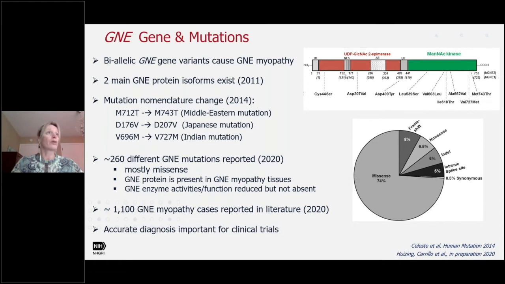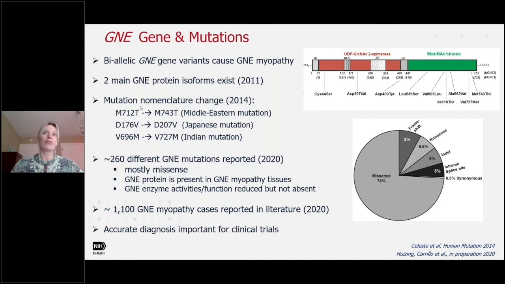That means that for most patients that had genetic testing done before 2014, their genetic reports will report the mutations 31 amino acids shorter than on the new nomenclature. Most geneticists and most scientists or doctors that know about GNE myopathy know this nomenclature change.